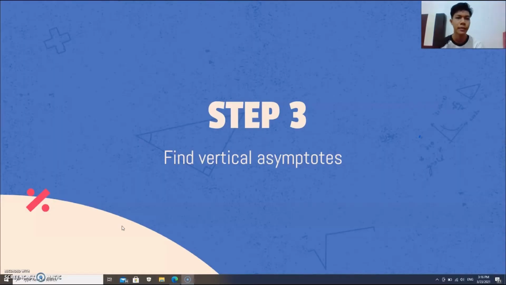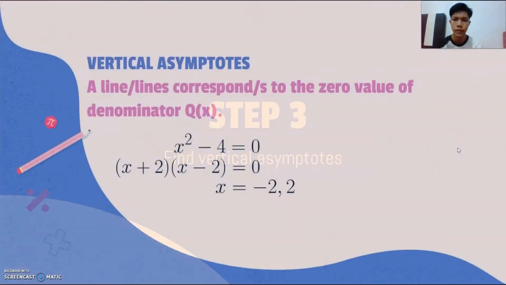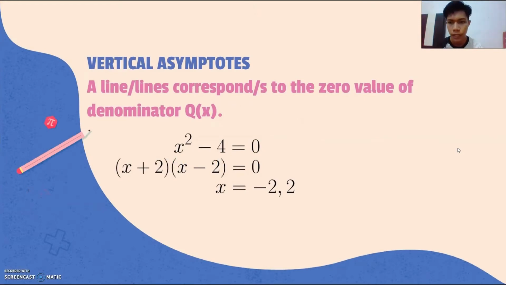Hi, my name is Muhammad Shahmi, and for this part we will look at step 3, which is to find the vertical asymptotes. Vertical asymptotes are lines that correspond to the zero values of the denominator. It simply means you have to equate the denominator of the function with 0 to find the vertical asymptotes, like this. We will get negative 2 and 2.